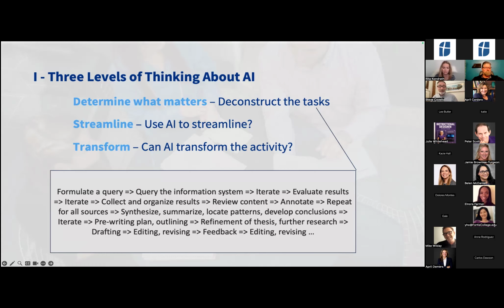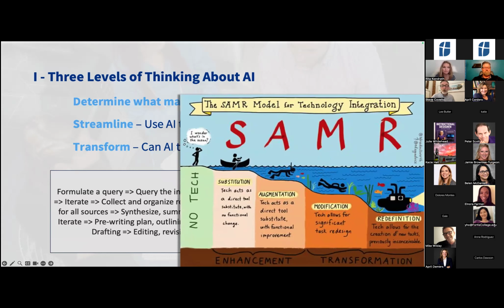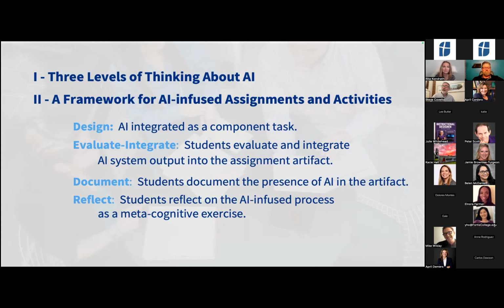But if there is, the next point of discussion is a matter of degree. Are we interested in streamlining the task or transforming this activity entirely? If that sounds like a page taken from the SAMR model, you'd be correct. Once we have identified an opportunity to use AI in whatever capacity works for the conditions, we need a framework for designing the activity. AI is no ordinary technology integration, so we build some checkpoints into that activity that reinforce critical thinking, attribution, and reflection.